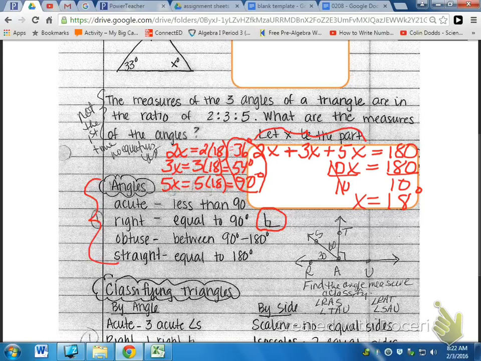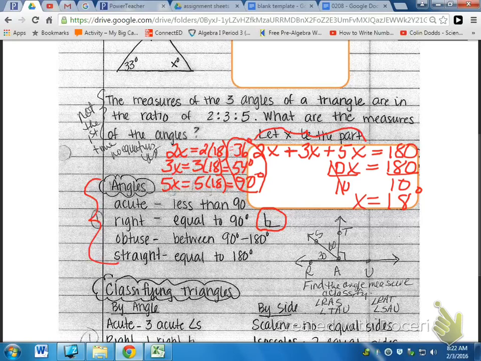Obtuse is between 90 and 180. So really 91 to 179. Once you get to 180, that's called a straight angle, and it's really a straight line, but it's also called a straight angle. So acute, right, obtuse, and straight are the names that you need to know for the types of angles. You'll have to identify some of them.